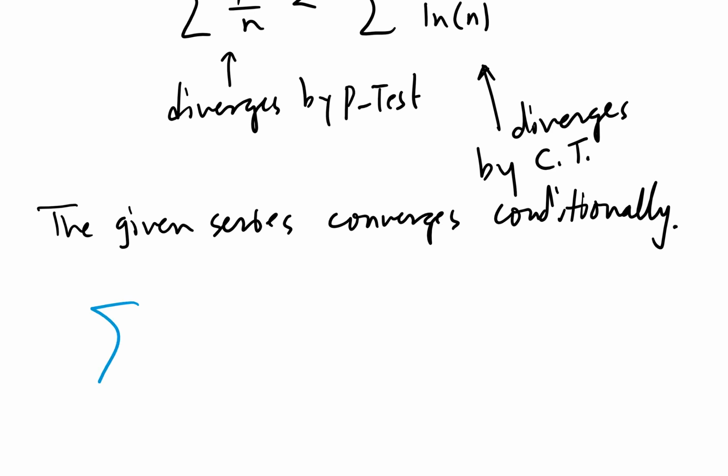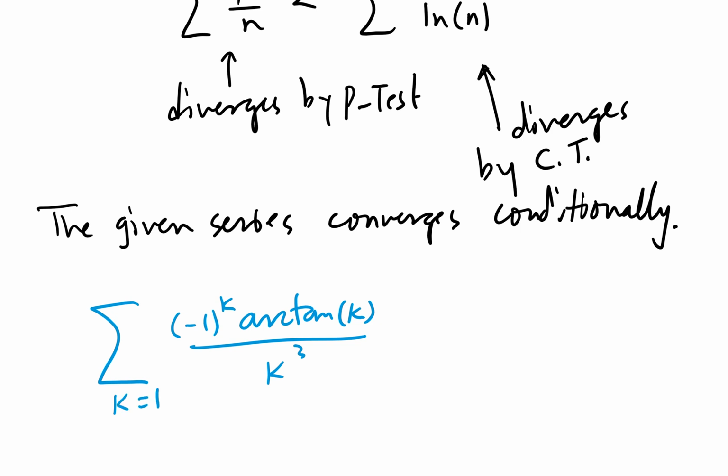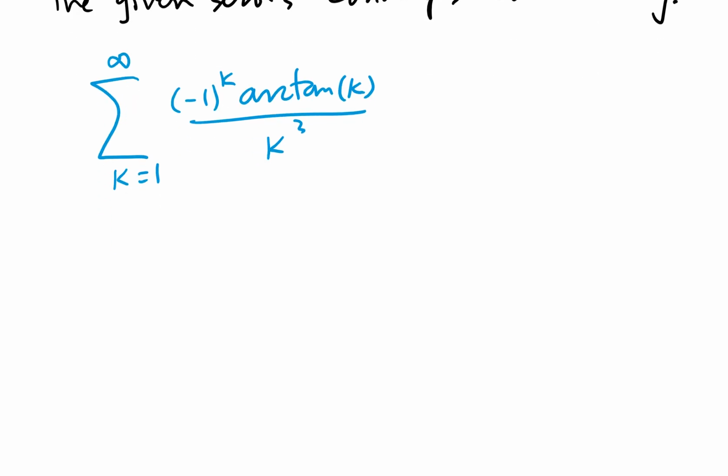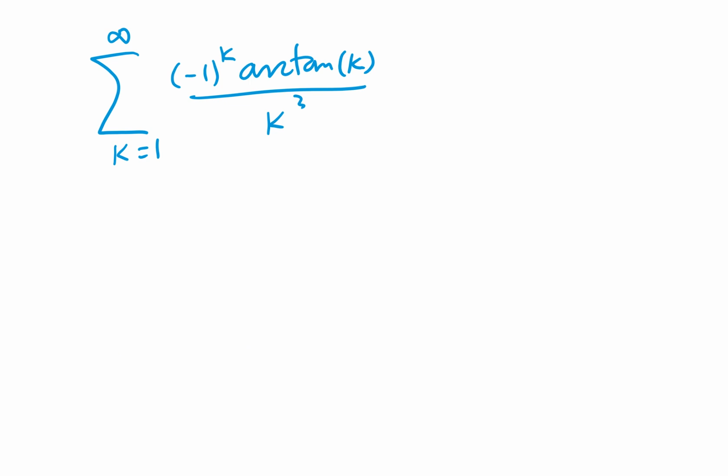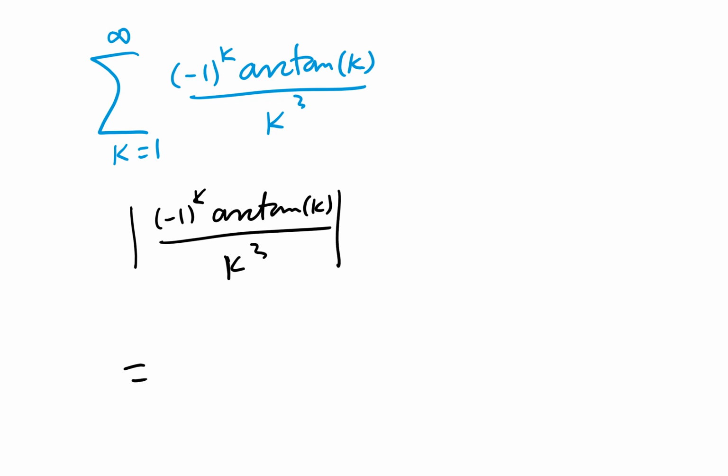Okay, let's look at this next one. Negative 1 to the k, arctangent of k over k to the third, where k runs from 1 to infinity. Test if this converges, diverges, converges absolutely, or converges conditionally. So we're going to take the absolute value of negative 1 to the k times arctan. The absolute value will clean up that negative, arctan of k over k cubed, right?